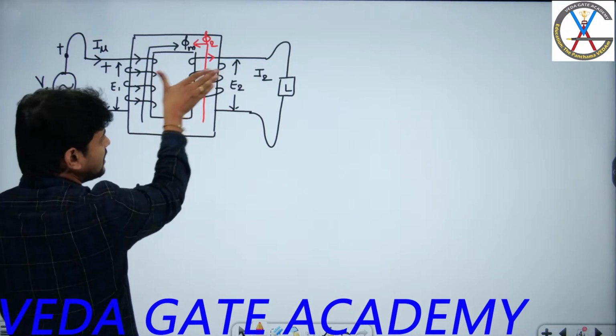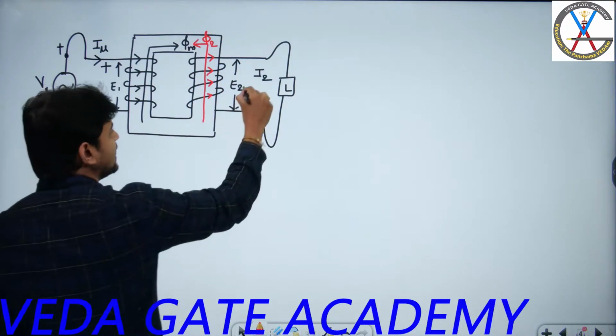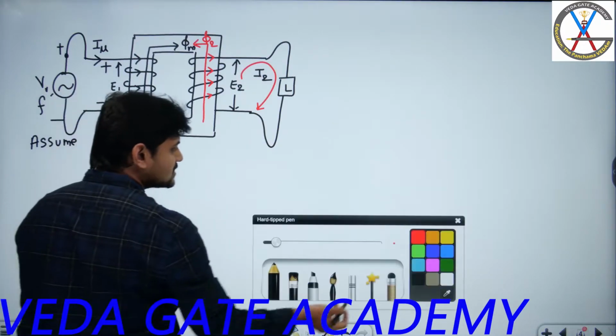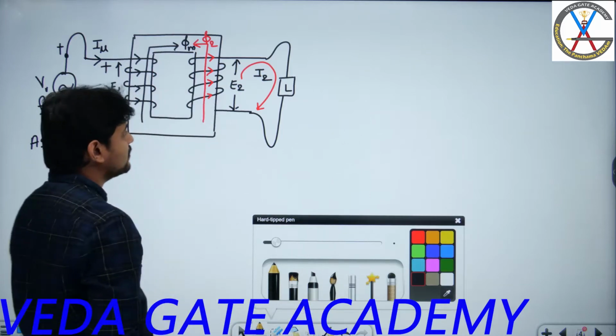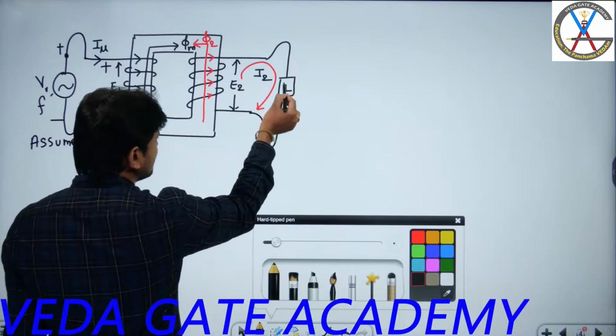So the direction of the current in the winding on the limb will be in this fashion. Yes or no? So what is the direction of the current? I can get the direction of the current in this fashion. If I know the direction of the current, I can easily say which is positive and which is negative terminals, right? Because this is a source and this is a load.